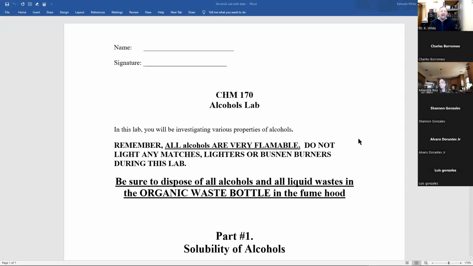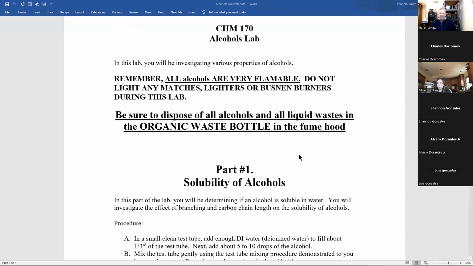All right, today's lab is the alcohol lab. Now, if we were face-to-face, I'd remind you it's flammable. We don't have any Bunsen burners or matches in the lab, but I still remind you, and we'll have a waste bottle in the back and a hood for all the waste. Now, these labs I created to give you an experience with alcohols. Unfortunately, we're not face-to-face. You can't do this in your home, but we can still talk about it.